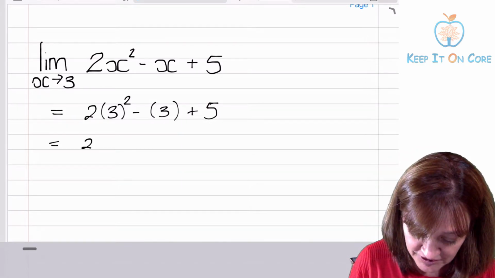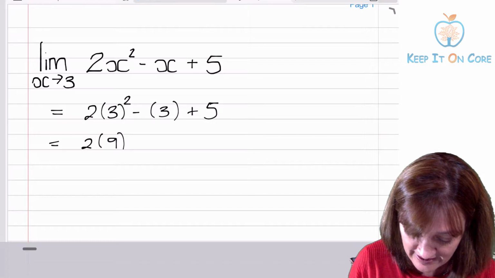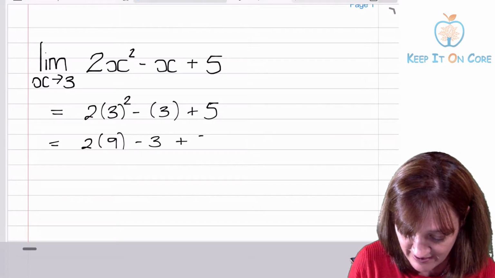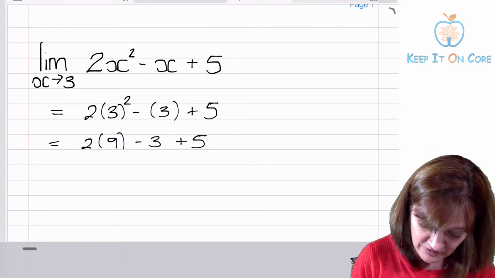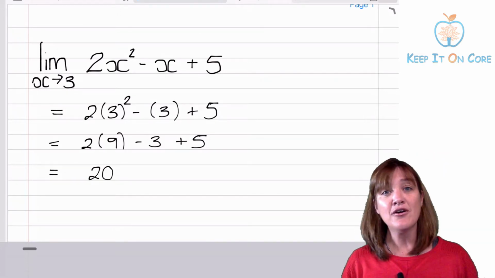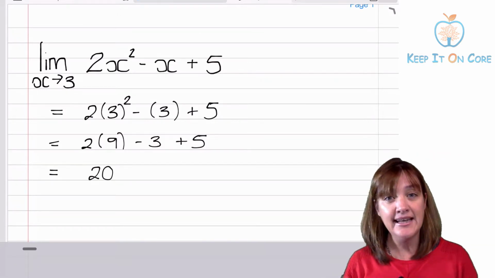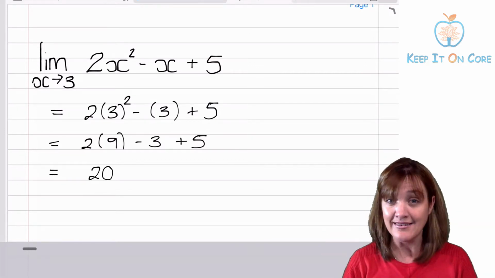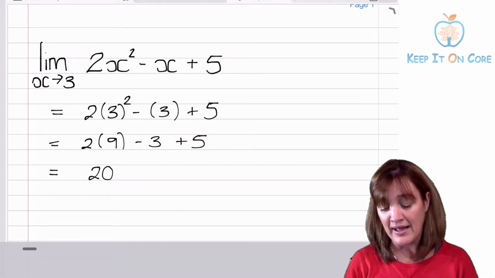We're going to land up with 2 times 9 minus 3 plus 5. So we've got 18 minus 3 plus 5. That's working out to give us 20. So as the x values are tending towards 3 on the x-axis, the y values are going to be tending towards 20 on the y-axis.